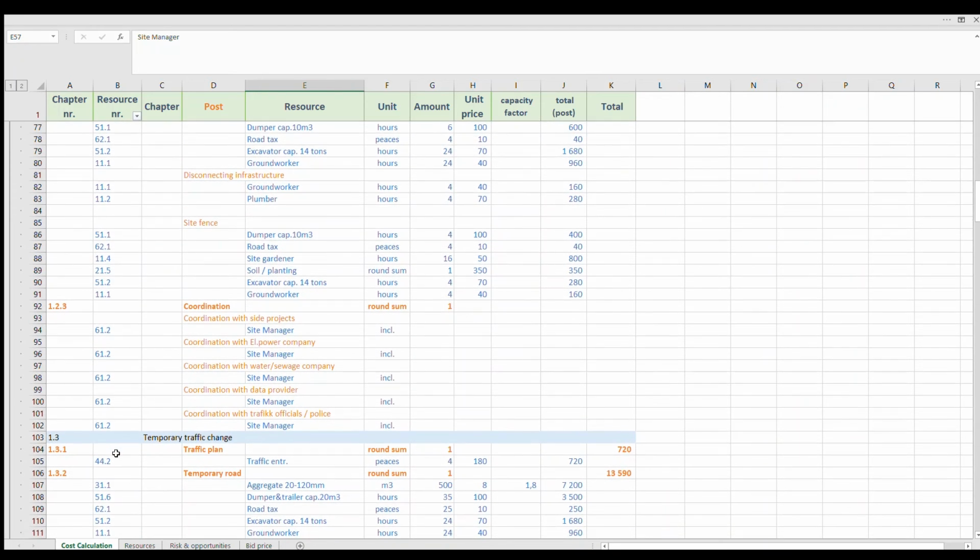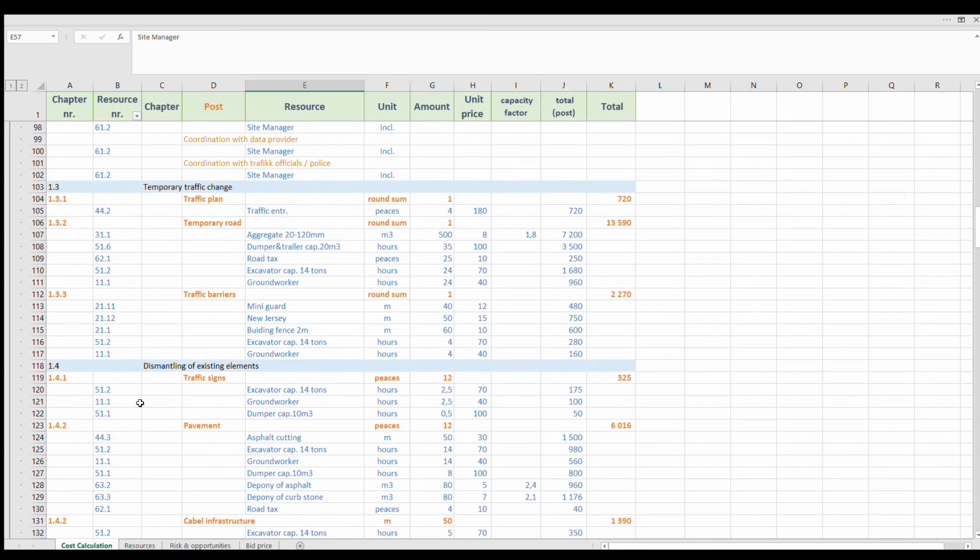And it comes to temporary traffic change in these kinds of projects. So you must think about the traffic plan. You must use some certified entrepreneur for this. Subcontractor is defined as subcontractor, as you see. Maybe you will change your traffic plan 4 times. That's something you must estimate and ask for a price, of course.